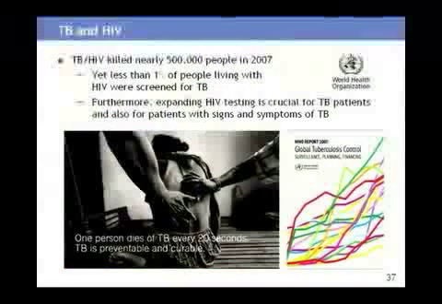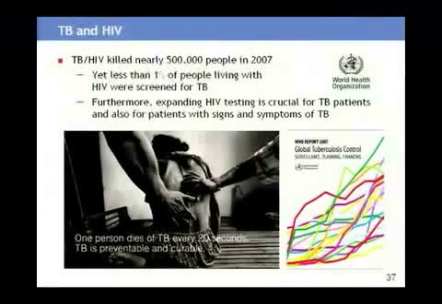These are some numbers you've probably heard, but TB-HIV killed nearly 500,000 people in 2007 worldwide, yet less than 1% of people living with HIV were screened for TB. Thus, expanding HIV testing is crucial for TB patients and also for patients with signs and symptoms of TB. Not enough HIV-infected patients are tested for TB, and not enough TB patients are tested for HIV.